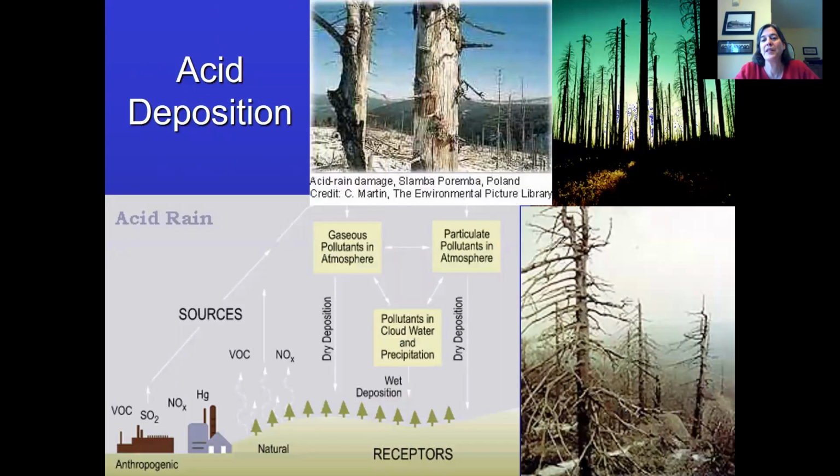What does it do to forests? So you saw in that other slide that it said it can cause leaf scorch, leaf lesions, etc., but that's actually not the way that forests die because of acid rain. The forests die because of what happens to the soil. So we're going to go through that in the next couple of slides.